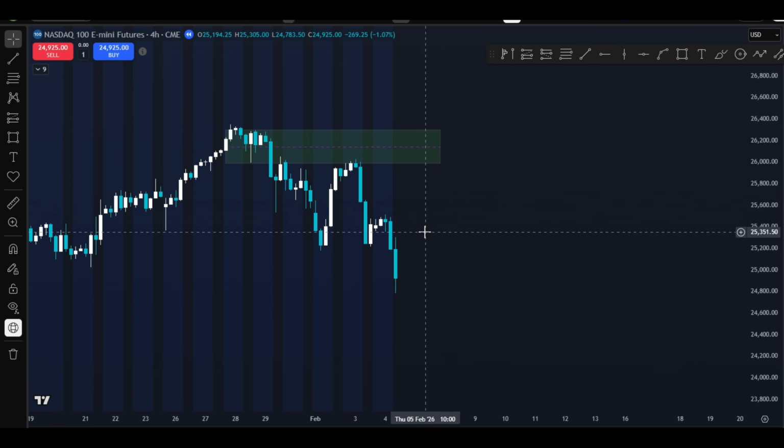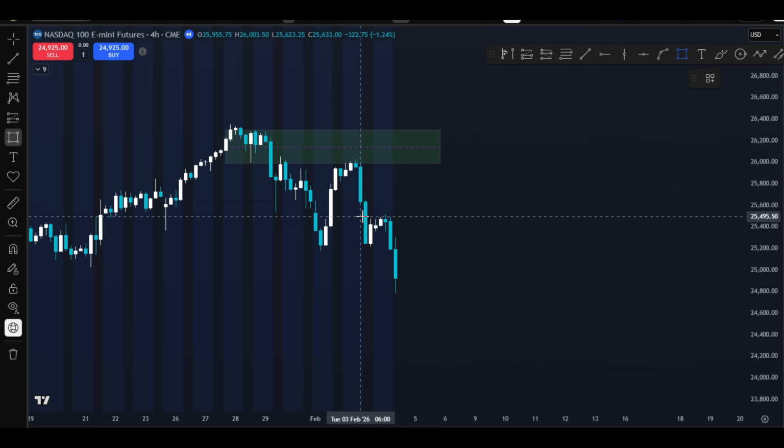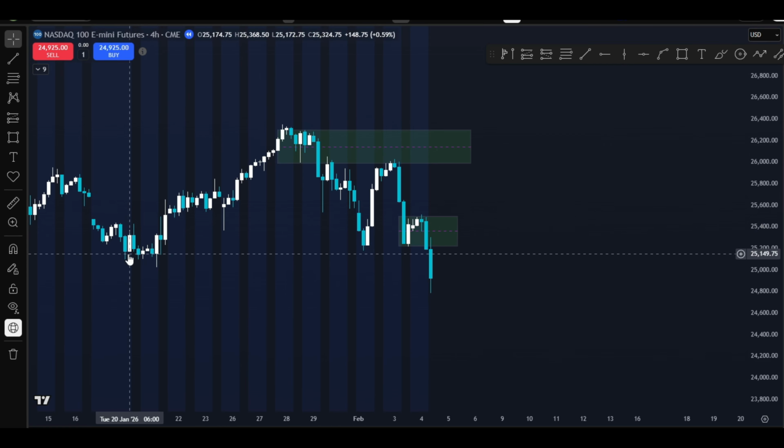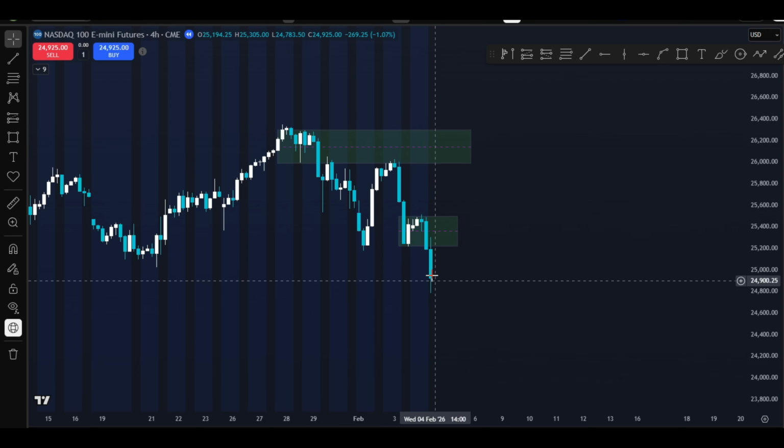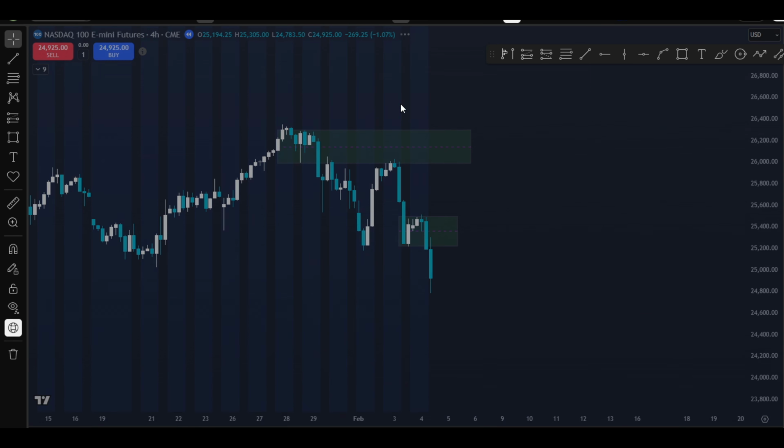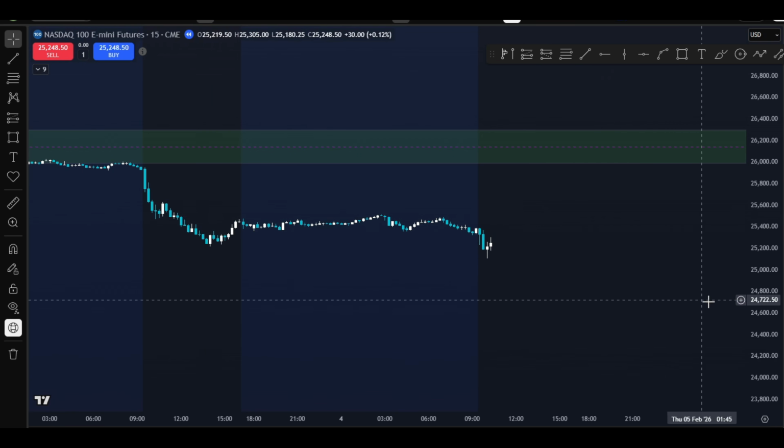And today mainly what I want to focus on is how the price reacts to this order block here. Since this is going into the external direction, do we expect the price to continue lower? We want to jump into the lower time frame. So let's review this for now.